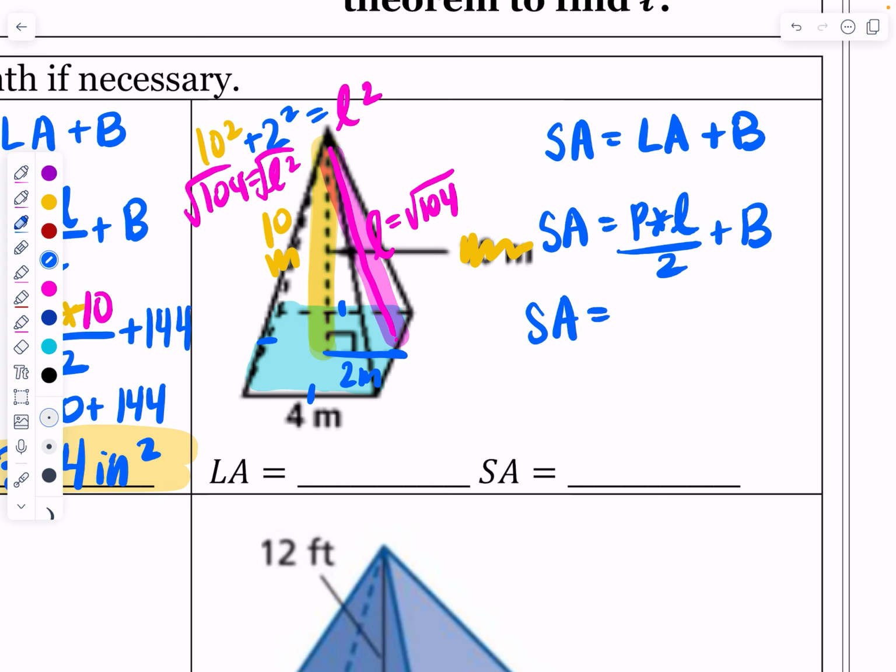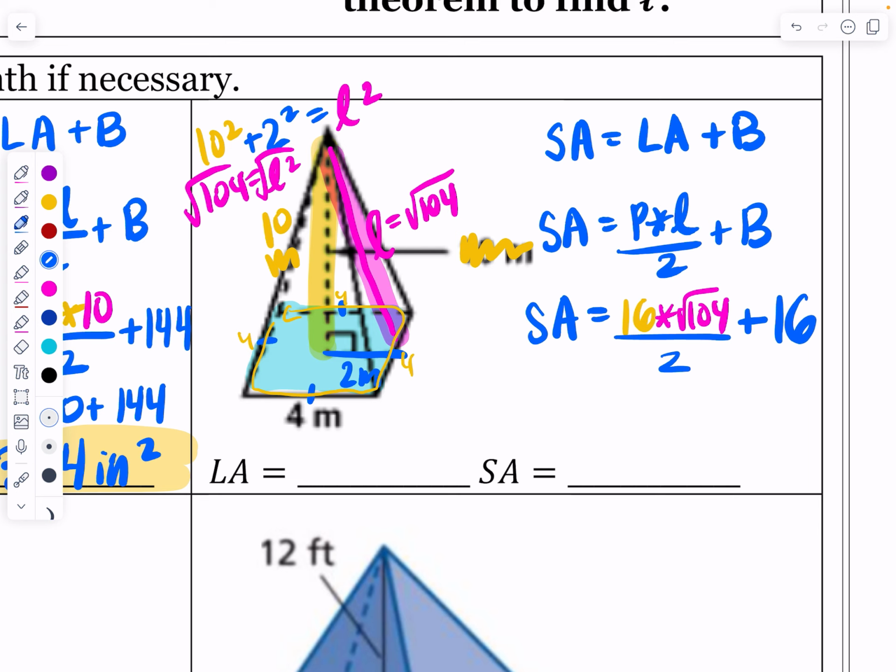We just found our slanted height. What's my perimeter, though? Perimeter is the perimeter of the base. So 4 plus 4 plus 4 plus 4 is going to give me a perimeter of 16, times my slant height of root 104, divided by 2. And then the area of the base is going to be a 4 by 4 square, which is 16. So if I wanted to wait and round to the very end, I could just leave it as 16 times root 104 over 2.